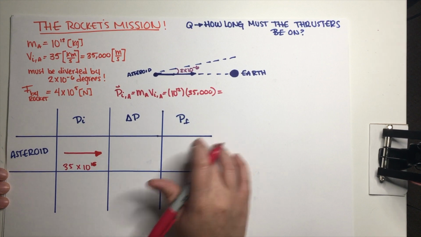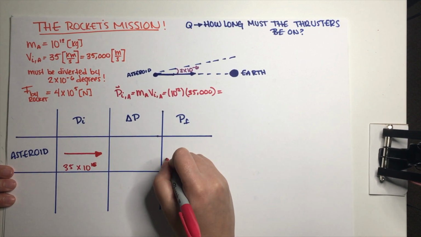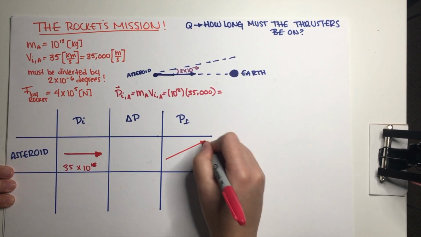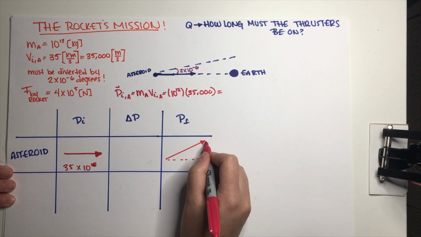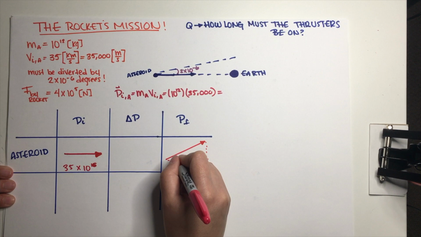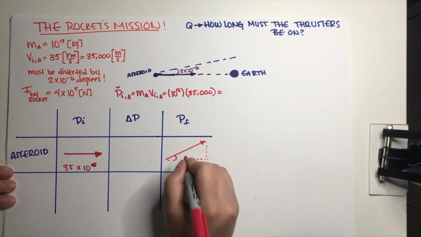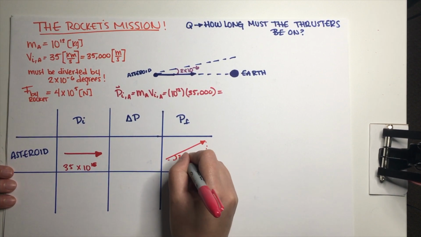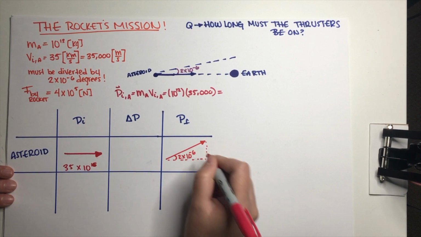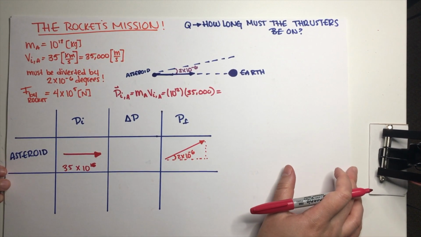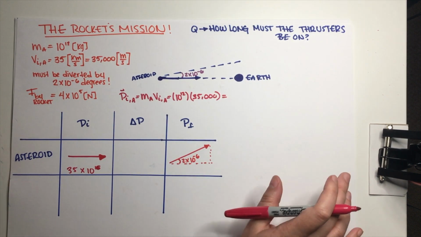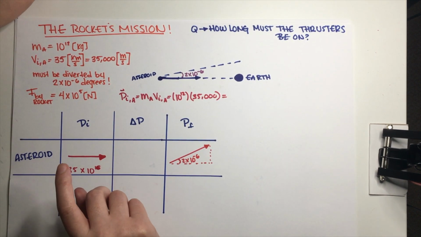So now what we want over here is a diverted asteroid. We don't really have a magnitude at the moment. The only thing that we know is that this diverted asteroid is going to have an angle right here of 2 times 10 to the negative 6 degrees. So we have an angle, we don't really have a magnitude, and that is what really sets this problem apart.